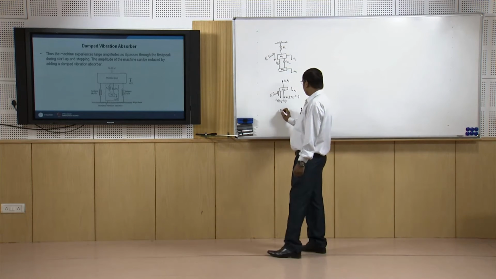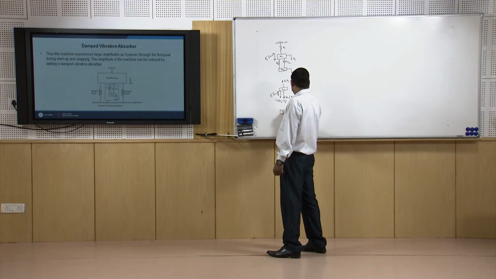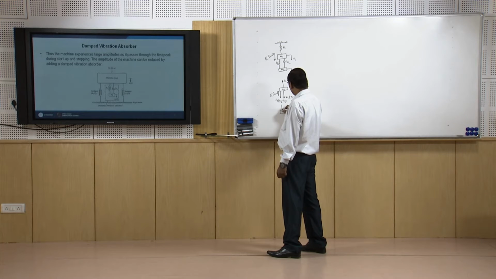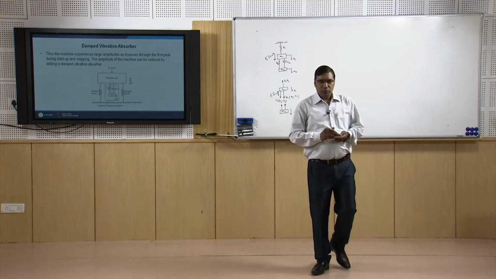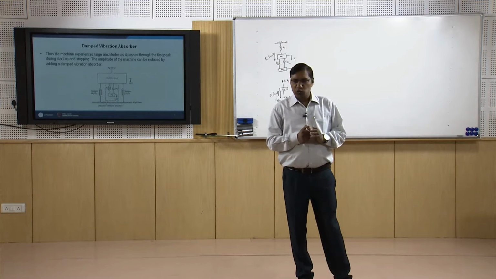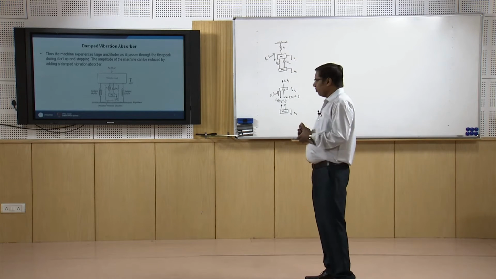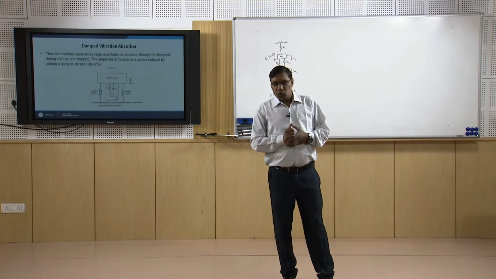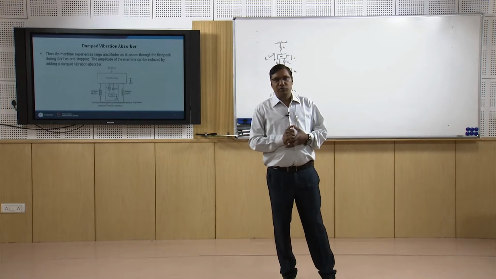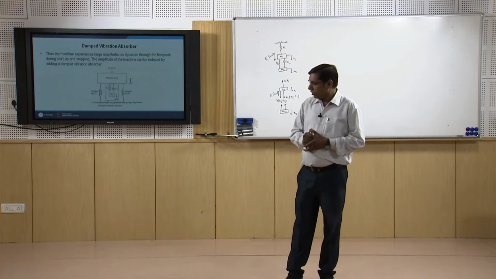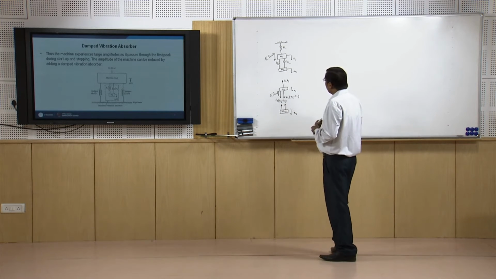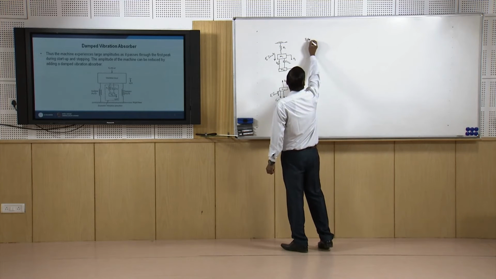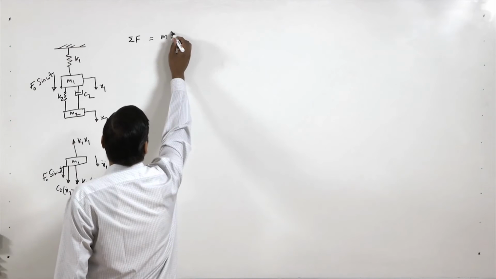Now when we make the diagram of M2, it will have the same C2 and K2 forces, but in the upward direction. So here we have shown the free body diagram of this 2 degree of freedom system, where the vibration absorber contains some damping C2. Now to write the equations of motion, we have to apply Newton's law, that is sigma F equal to m x double dot.